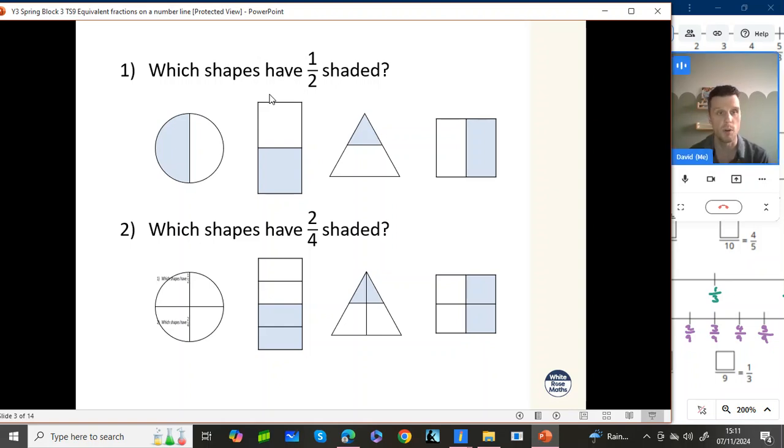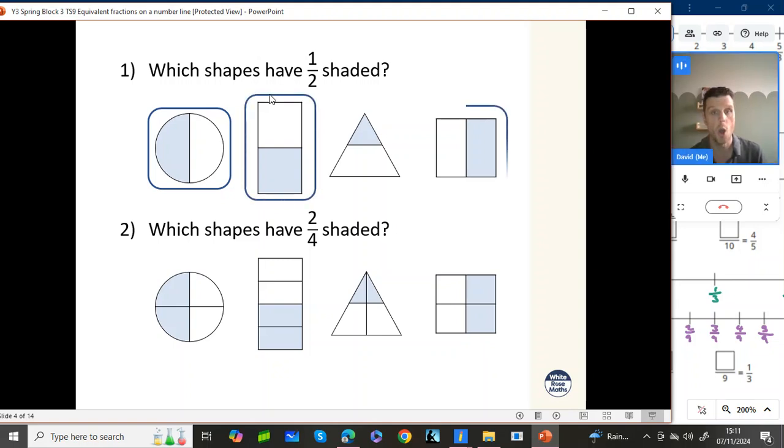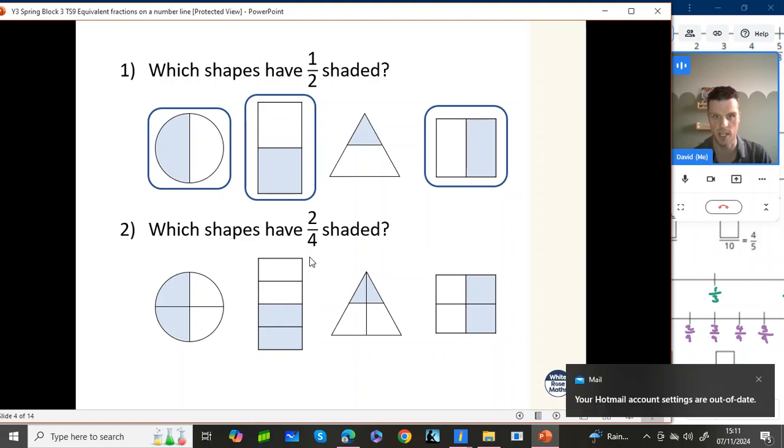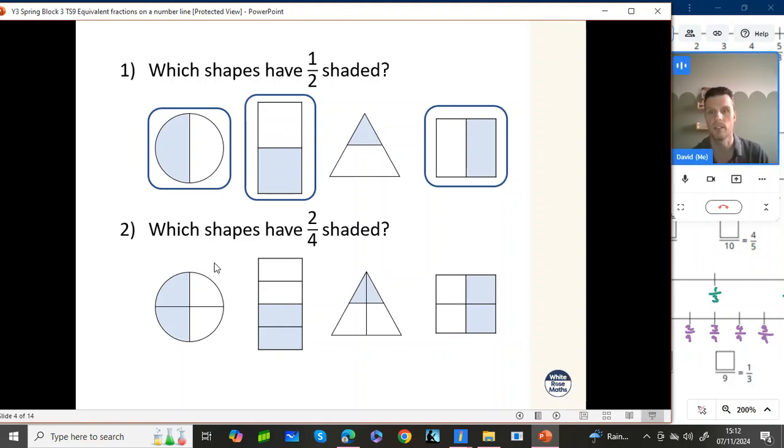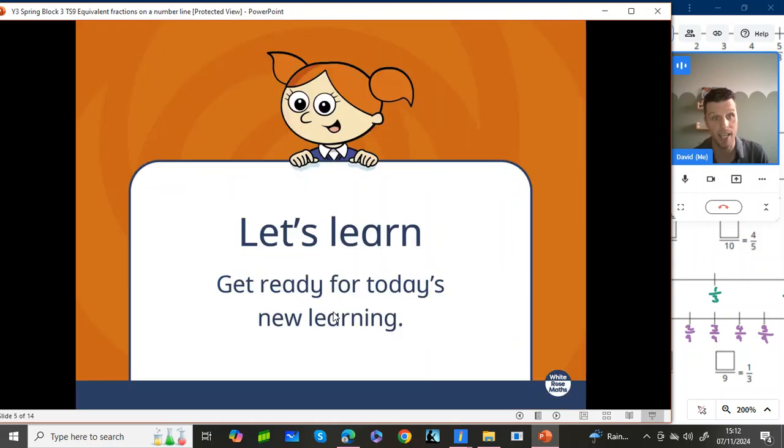Okay, so question number one was which shapes have half shaded? So now for fractions, when we divide shapes up, they've got to be equal parts. As you can see, the circle is equal, the rectangle is, and the square is. The triangle, both parts are not equal, so that's why it's not half shaded. The second one says which shapes have 2/4 shaded. If you look closely, we've got the circle, the rectangle, and the square again, but again, not the triangle. Right, let's get ready to learn.